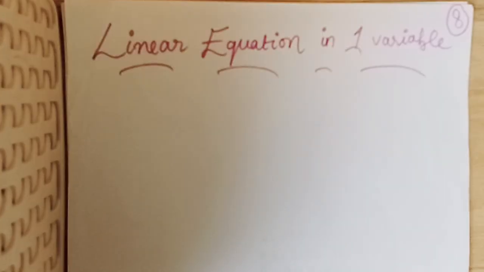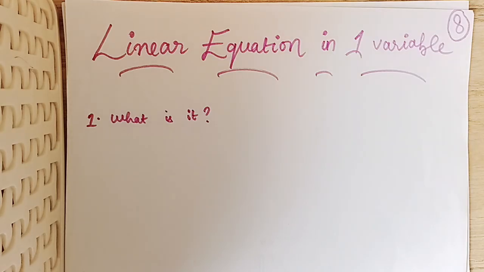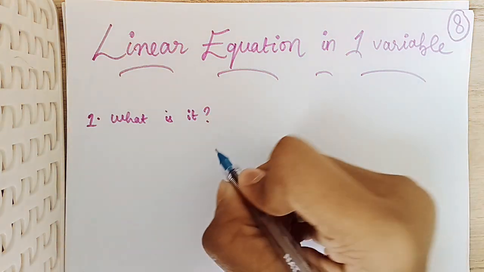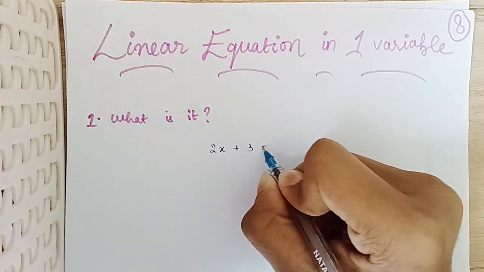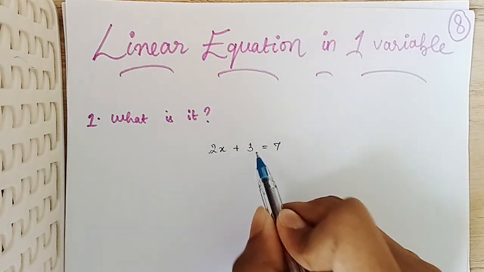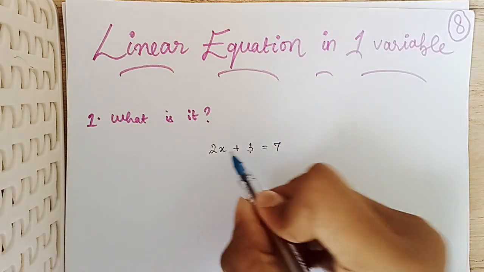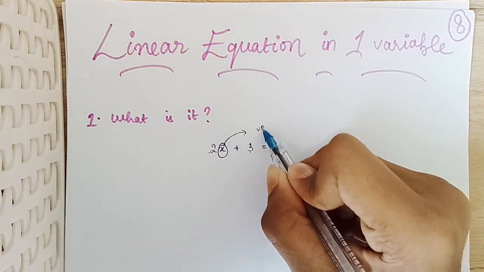Linear equation in one variable from grade 8. Firstly, what is a linear equation? A linear equation is any sentence or a line with numbers as well as a variable in it. For example, 2x plus 3 is equal to 7. 2, 3 and 7 are the numbers and x is the variable.